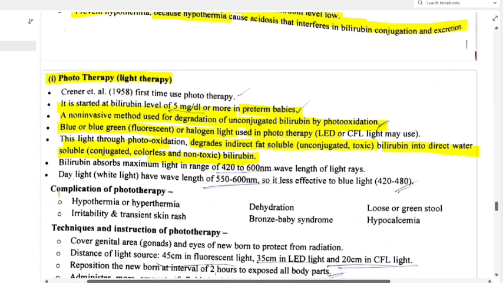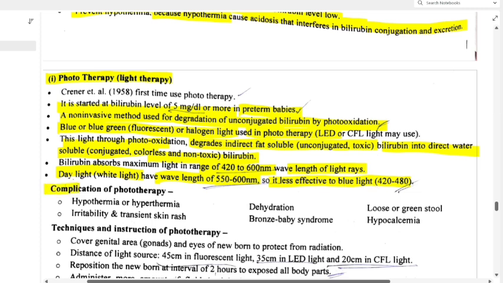Then bilirubin absorbs maximum light in the range of 420 to 600 nanometer wavelength of light rays. So we have to use within this range only, right? So daylight, that is white light, has a wavelength of 550 to 600 nanometer. So it is less effective than blue light, that is 420 to 480. Okay, so it is better if we use the blue light.